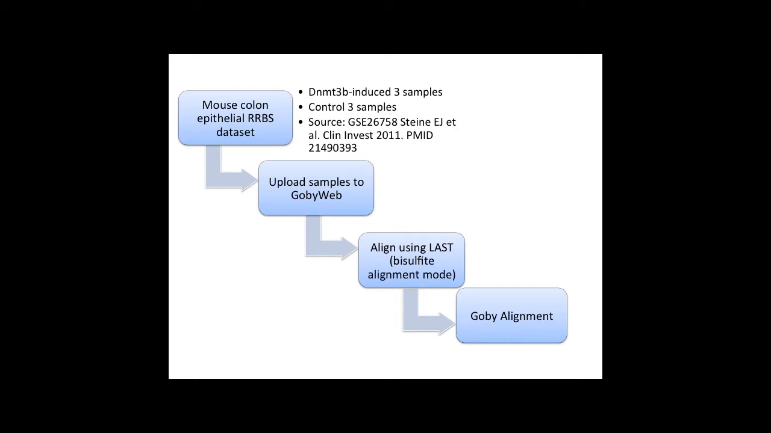The samples were subsequently sequenced using the Reduced Representation Bisulfite Sequencing protocol, RRBS. These samples are then uploaded to GobiWeb and aligned using the LAST aligner in the bisulfite alignment mode. In this tutorial, we will demonstrate how to carry out differential methylation analysis at CpG islands between the induced and the control group from Gobi alignments.